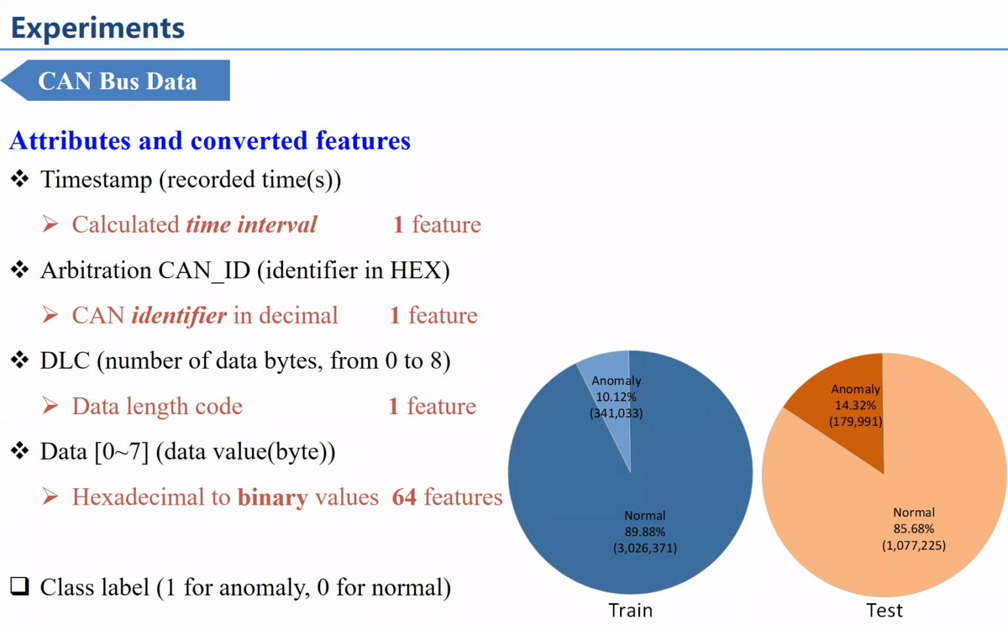For the data transmitted feature, if the DLC is less than 8, then there are less than 64 bits. In that case, we fill the higher order position with 0.